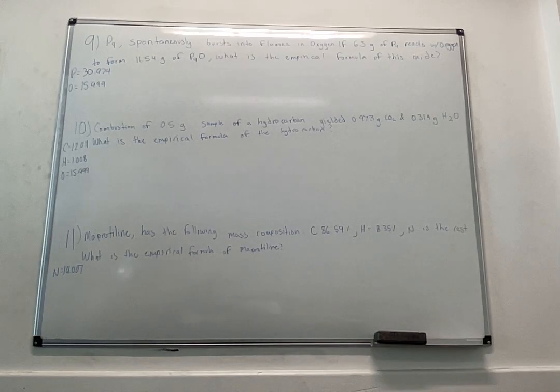Okay, so these are questions 9, 10, 11 on chapter 3, all dealing with empirical formulas. First one says phosphorus spontaneously bursts into flames in oxygen. If 6.5 grams of phosphorus reacts with oxygen to form 11.54 grams of phosphorus oxide, what is the empirical formula of this oxide?